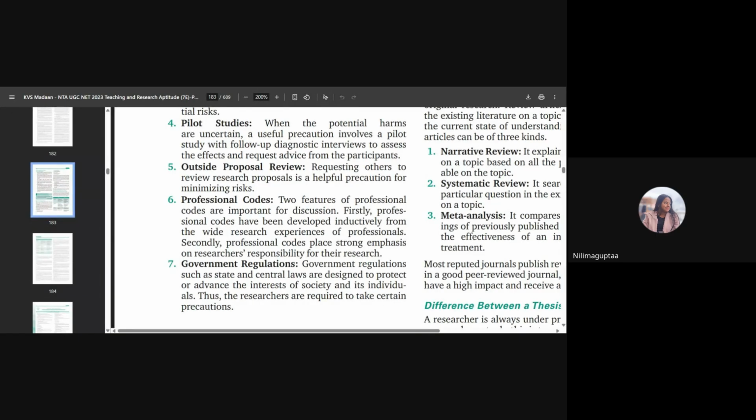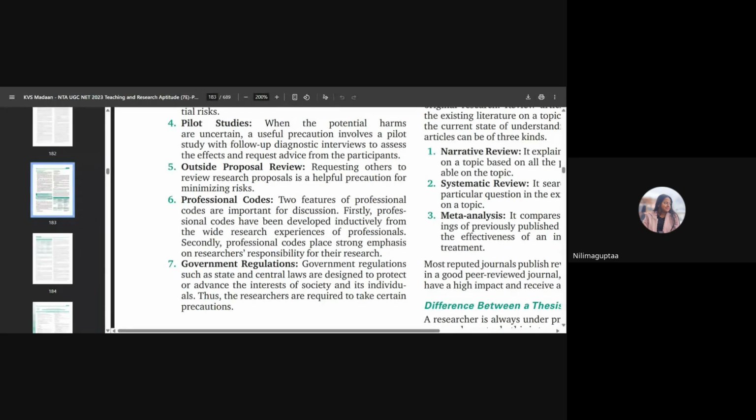Firstly, professional codes have been developed inductively from the wide research experience of all these professional people who have already done it. Secondly, professional codes place strong emphasis on the research responsibility of the researcher. All those codes and ethics are there to be followed.